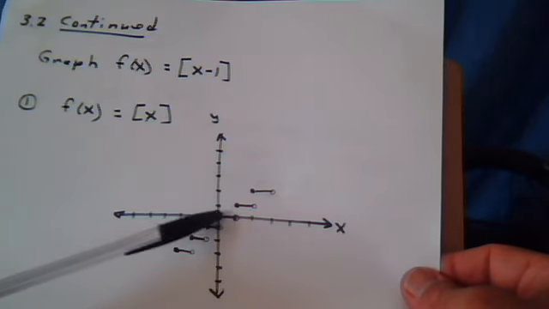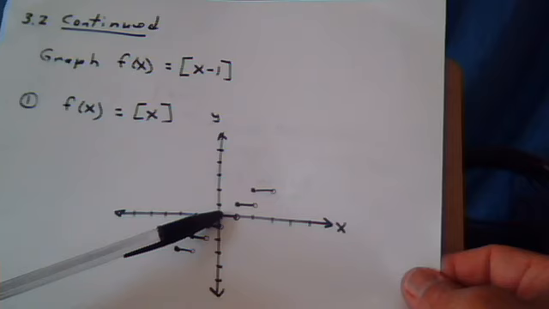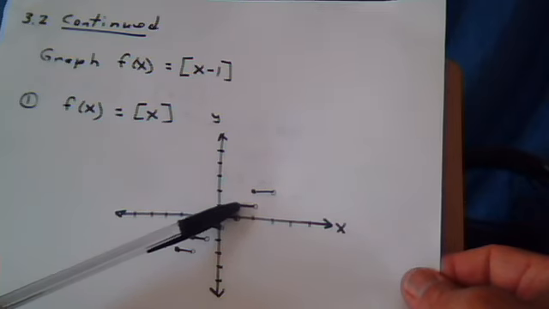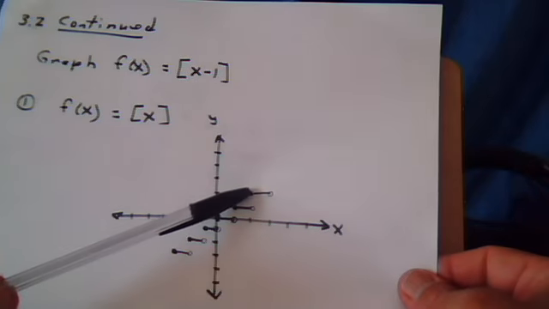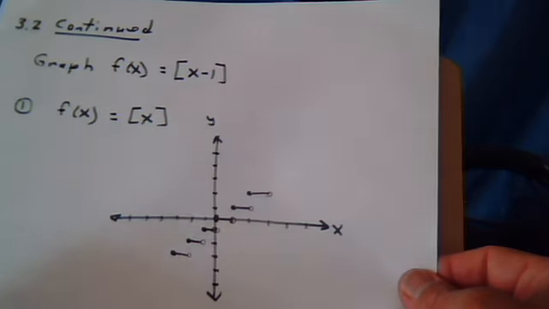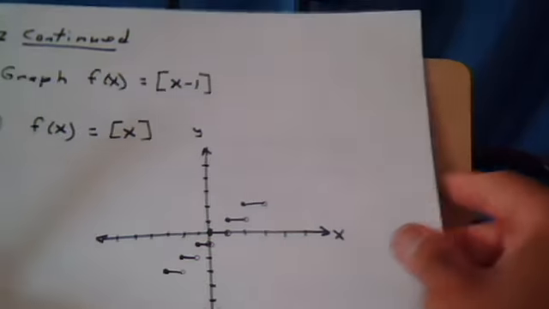Draw this one first. So it'll be solid, go over 1, open, go up 1, solid, go over 1, open, go up 1, solid, go over 1, open. Keep doing that and you get this graph.